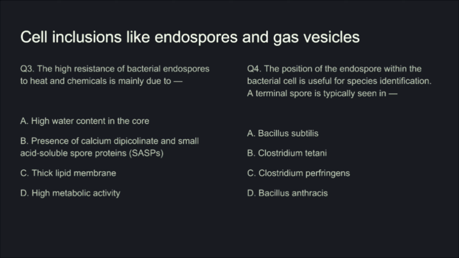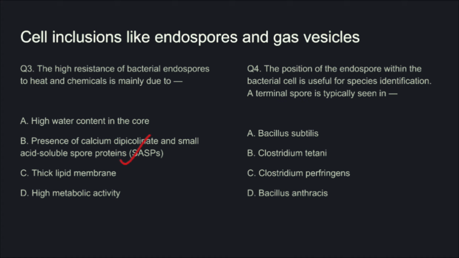Question number 3. The high resistance of bacterial endospores to heat and chemicals is mainly due to option A. High water content in the core, B. Presence of calcium dipicolinate and small acid soluble spore protein, that is SASP, C. Thick lipid membrane, D. High metabolic activity. So the correct answer for this question is option B. Presence of calcium dipicolinate and small acid soluble spore protein.